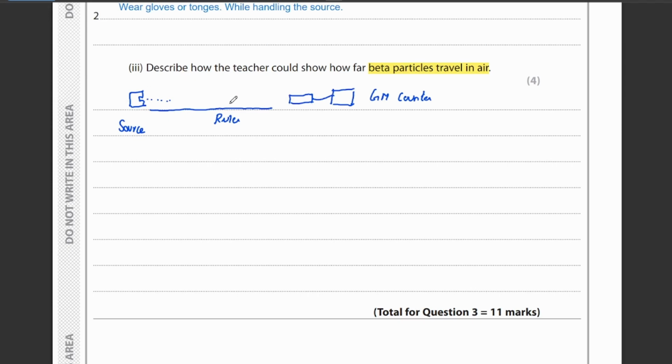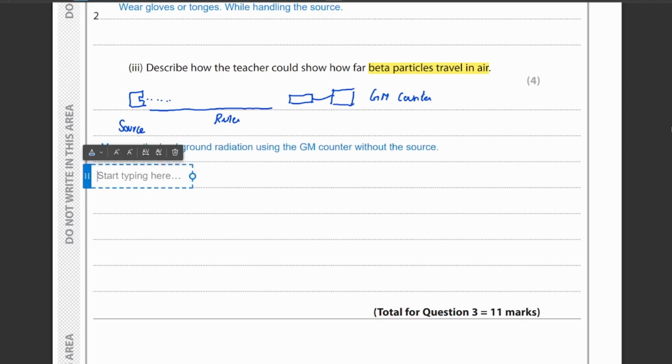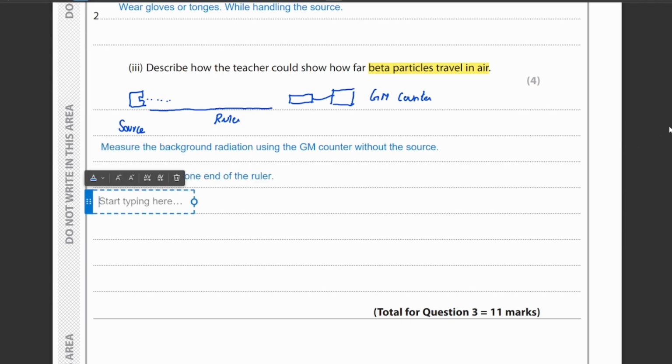Now, if you don't mention the background radiation, you lose a mark. So I'm going to start off by saying that. First point, measure the background radiation using the GM counter without the source. Second point, keep the source at one end of the ruler. Third point, keep the GM tube in front of the source and record the radiation level.